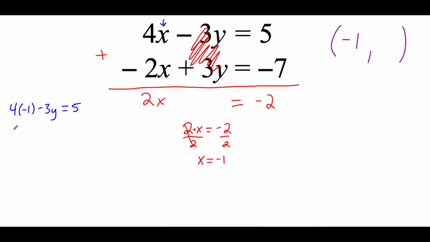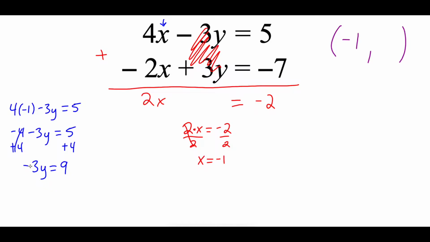Well, 4 times -1 is -4. Then we have our minus 3y, and this is equal to 5. We're going to solve to get y alone. I'm looking at that minus 4 out in the front. To get rid of minus 4, we're going to have to add 4 on both sides of our equation. So that's going to leave us with -3y equals 9.